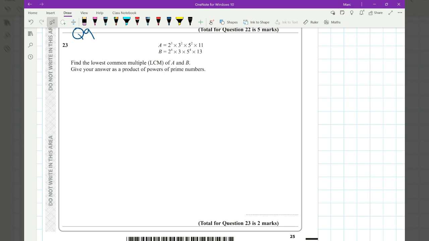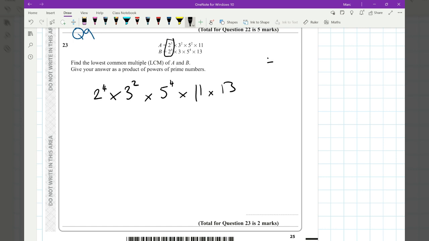So if we wanted to find the HCF, it would be taking the lowest powers from each number if there's pairs. But this is lowest common multiple. That means we take the highest of each. So from the 2's, the highest we've got is 2 to the power of 4. And actually, I can leave it like this as well, which is brilliant. From the 3's, we've got 3 squared. From the 5's, 5 to the power of 4. We then have an 11 and a 13, so we just add them in, and that gives us our LCM.